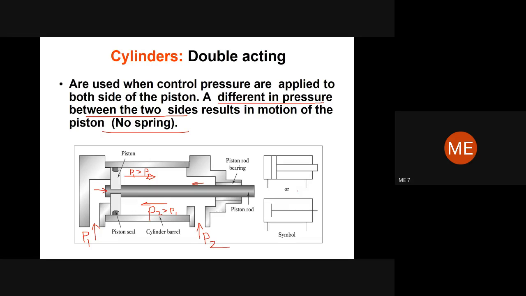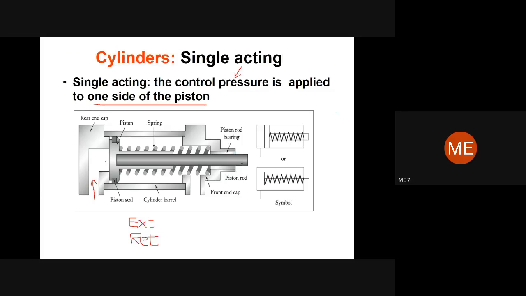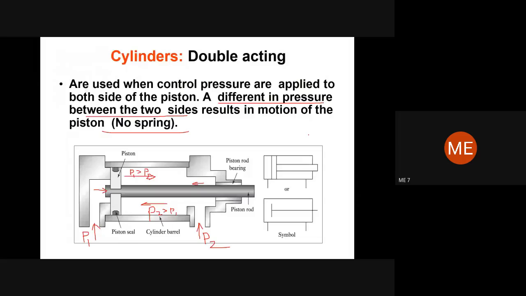Now these are the symbols that we are going to use. You can observe there are two lines. Earlier, we had only one line, which is the application of the pressure, and the spring you need to show, that is very important. But here in the second one, there is no spring, but the pressure is applied at two different ports. So this can be used, or simply a line and a line, something like a T, can also be used to represent the double acting cylinder.